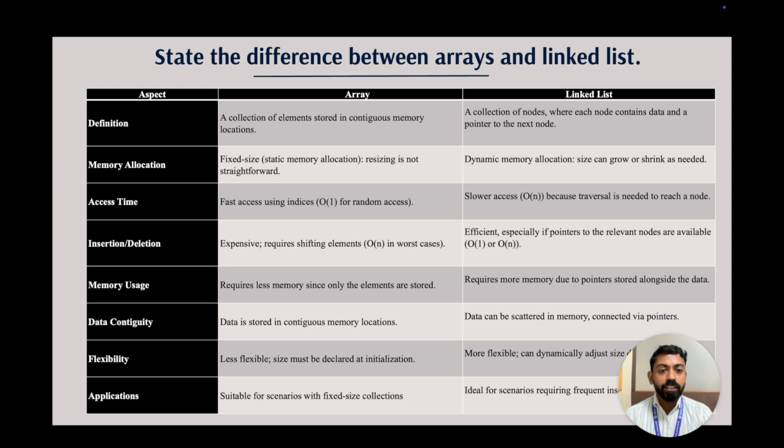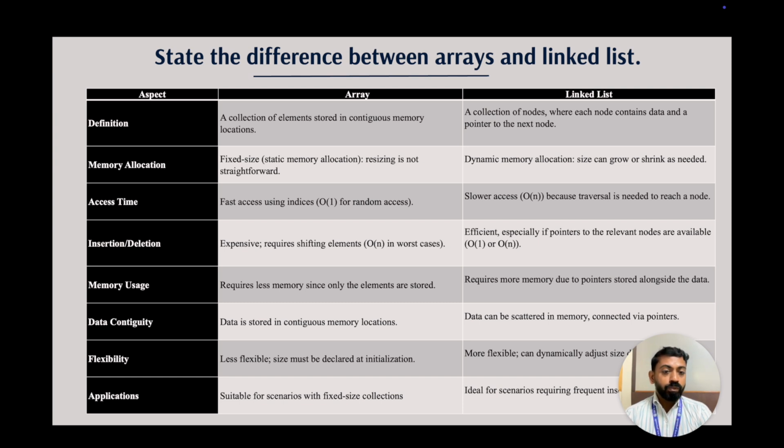So efficiently, especially if the pointer relevant to the nodes is available, O(1). For memory usage, an array requires less memory space to store the data, but the linked list requires more memory space. Data continuity: in an array the data is stored in contiguous memory allocation, and in the linked list the data is stored in scattered memory allocation. And flexibility: an array is less flexible, as the size must be declared at initialization.